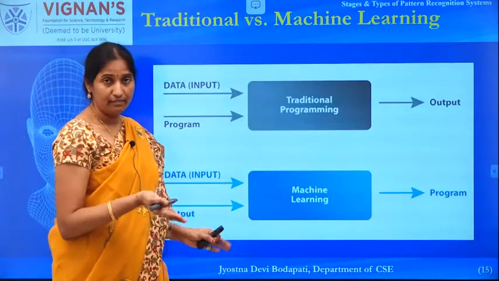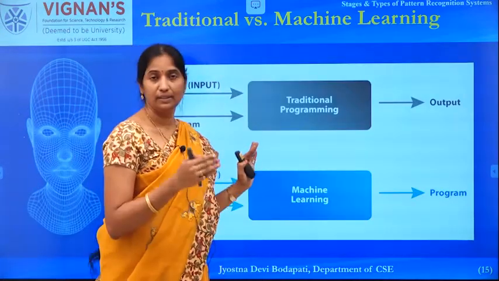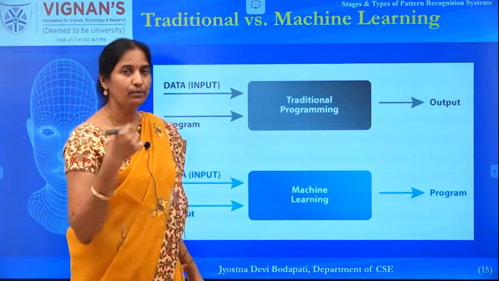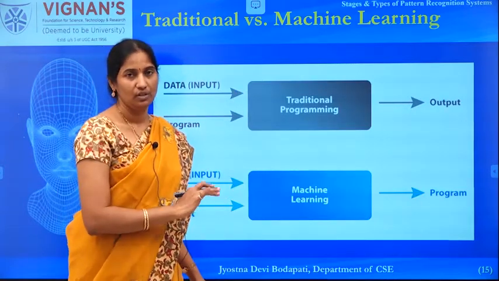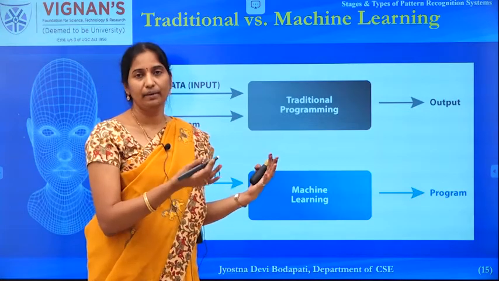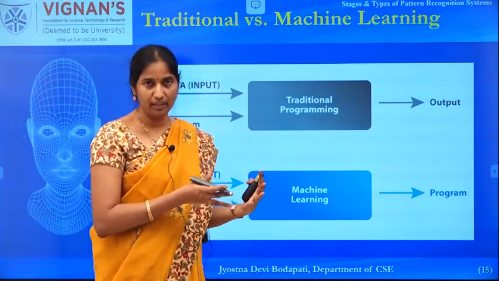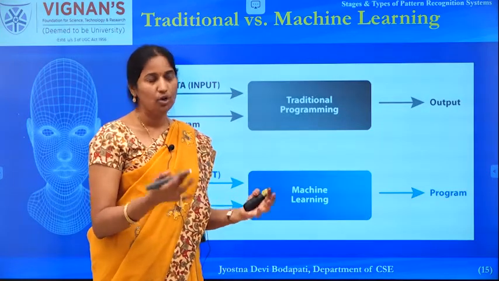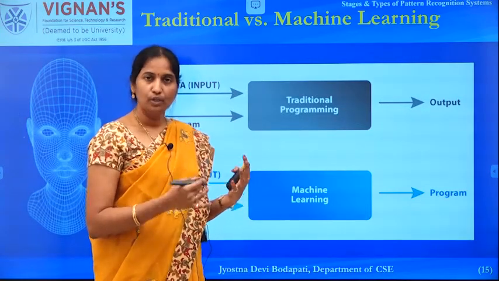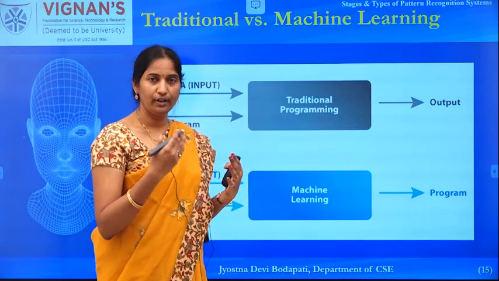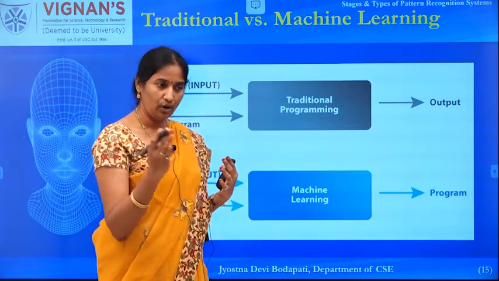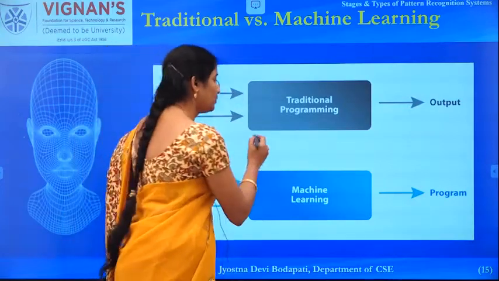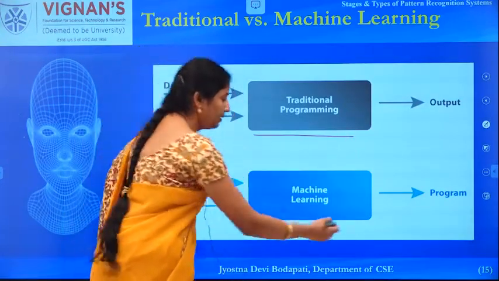So let's see what is the difference between traditional programming and machine learning. In traditional programming, like whatever you have done in the previous semesters, you must have written a program for finding the factorial of a given number, or addition of 2 matrices, multiplication of 2 matrices, or sorting of numbers, right? That is the traditional way of programming you did in all your previous semesters.